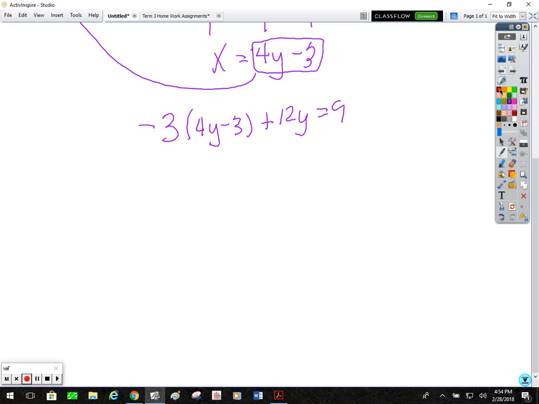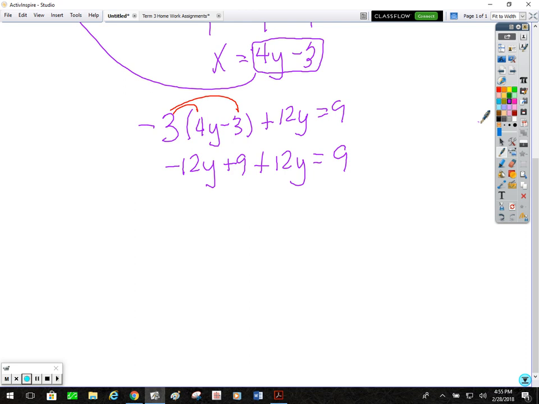So again, we're going to do our distribute first. We're going to distribute the negative 3 to both the 4y and the negative 3. Okay. So we have negative 3 times 4y is a negative 12y. Negative 3 times negative 3 is a positive 9. And then finish the rest of it out because we haven't bothered anything else past the parentheses, right?